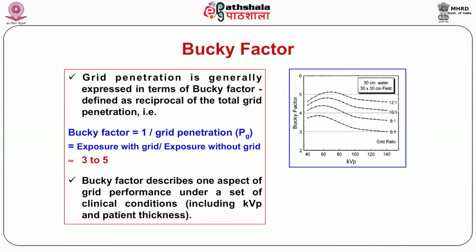The Bucky factor describes one aspect of the performance of a grid under a set of clinical conditions, including kV and patient thickness. The relation between Bucky factor, kVp and grid ratio is shown in the figure. The Bucky factor ranges from 3 to 5.